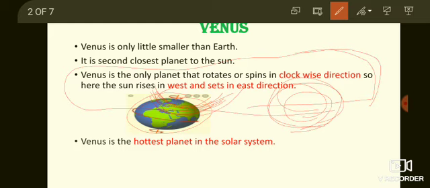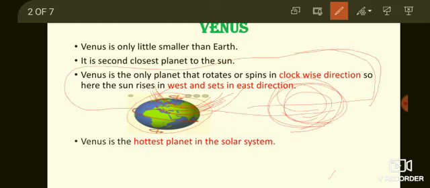Venus is the only planet which spins in a clockwise direction. The remaining planets rotate in an anti-clockwise direction. Even the Earth rotates in an anti-clockwise direction, and the Sun rises in the east and sets in the west on other planets. But on Venus, the Sun rises in the west and sets in the east. That is because of its rotation. Venus rotates in a clockwise direction, whereas other planets rotate in an anti-clockwise direction.